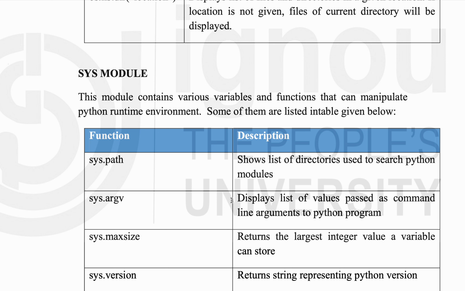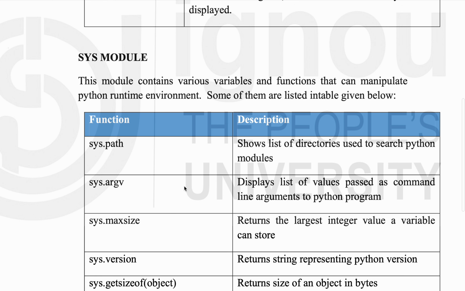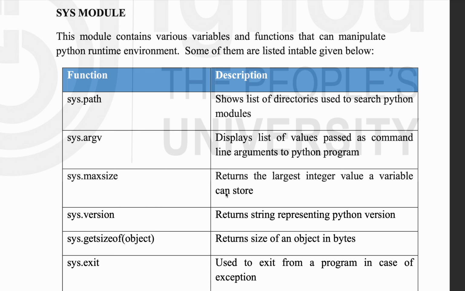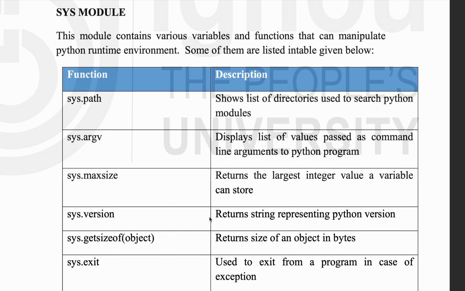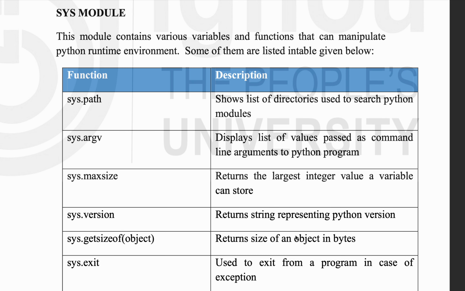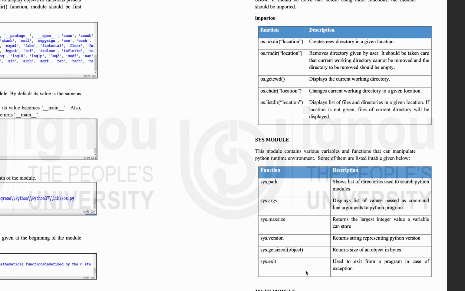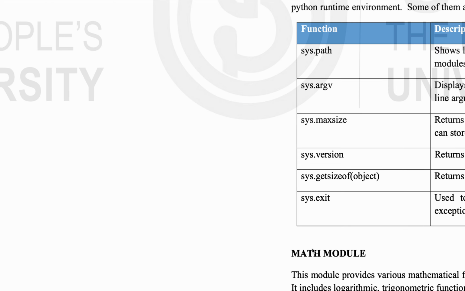sys module: this module contains various variables and functions related to the Python runtime. sys.path shows the list of directories. sys.argv, what is this? The list of arguments; it displays the list of the values passed as command line arguments. sys.maxsize returns the largest integer value. sys.version returns the string representing the Python version. sys.exit is used to exit the program.